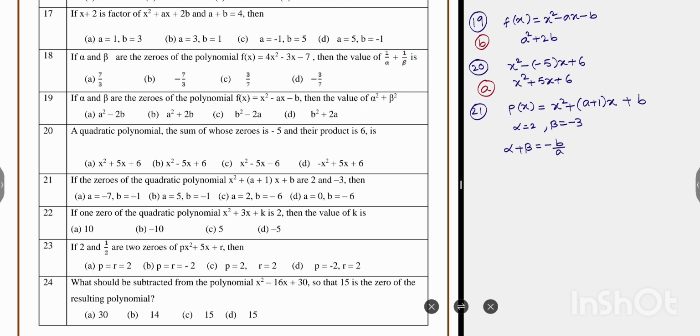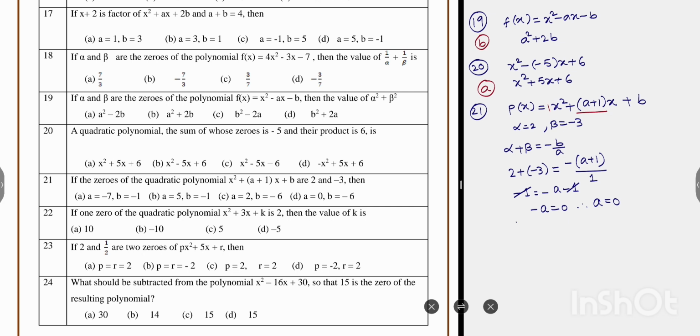So here alpha plus beta means what? 2 plus minus 3, because alpha and beta are given, is equal to minus b by a. What is b here? a plus 1 is b. So minus of (a plus 1) by 1, that is nothing but minus 1, is equal to minus a minus 1. So what happens? Minus 1 will be cancelled. Minus a is equal to 0. Therefore, a is 0.